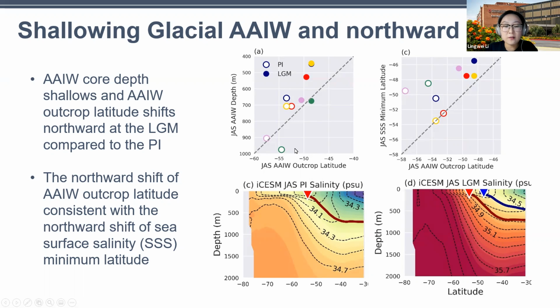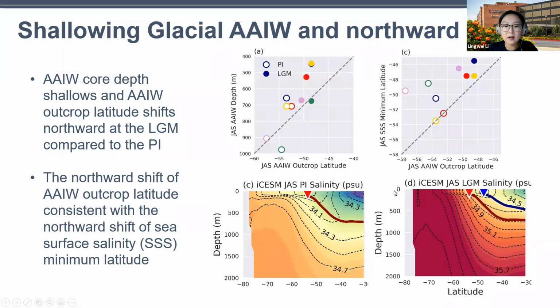This northward shift of AIW outcrop latitude is also consistent with the northward shift of sea surface salinity minimum latitude, as shown in this figure C. This systematic northward movement of AIW implies that the AIW depths can be shallower during the LGM.